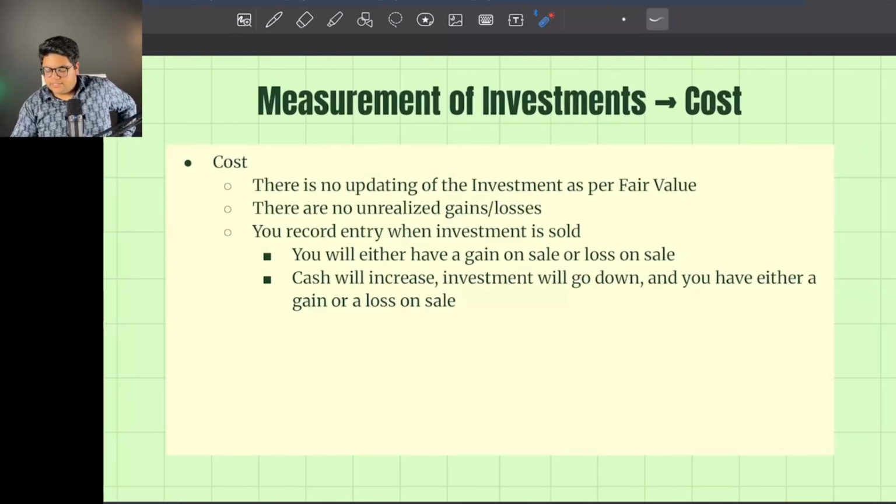So for the measurement of investments, the second method is called the cost method. Here you do not update the investment as per fair value. There are no unrealized gains or losses, because if you don't update per fair value, you're not going to have unrealized gains or losses. Your gains or losses are only going to be real through cost. You record the entry only when the investment is sold.